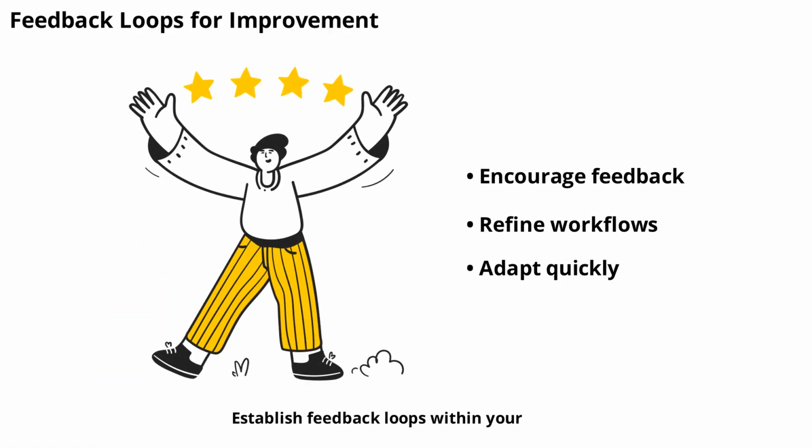Establish feedback loops within your workflow to encourage continuous improvement. After each campaign, gather feedback from team members and stakeholders about what worked well and what could be improved. Use this input to refine your workflows, update templates, and adjust approval processes. A culture of feedback helps your team adapt quickly and stay ahead of challenges.